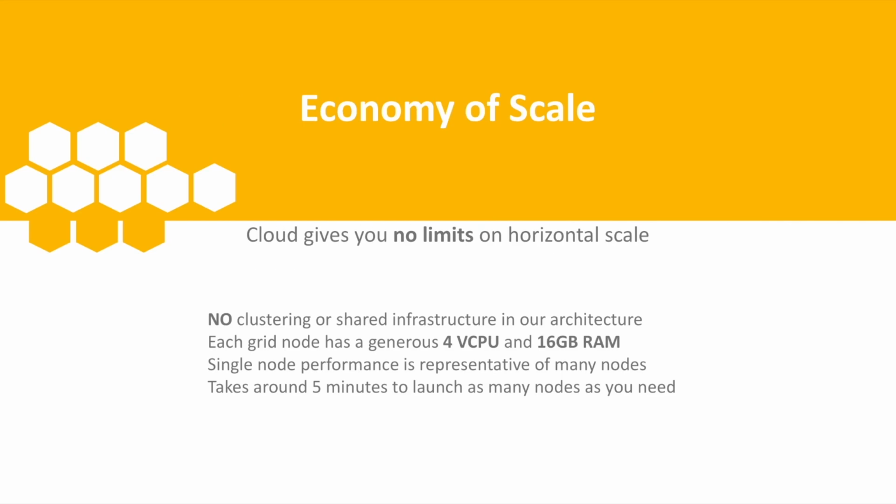We solve the problem of provisioning load test infrastructure so you can get on with the business of load testing and analyzing results. One of the reasons customers love us is we provide them with an economy of scale, leveraging cloud-based distributed infrastructure, which you just can't typically achieve with your own on-premise solution. Our grid nodes have no clustering or shared infrastructure, which provides no limits to horizontal scale. It also means that whatever performance you get from one node is the same as the performance you'll get from many. Each node has a generous capacity of CPU and memory, and it takes around 5 minutes to launch as many nodes as you need.